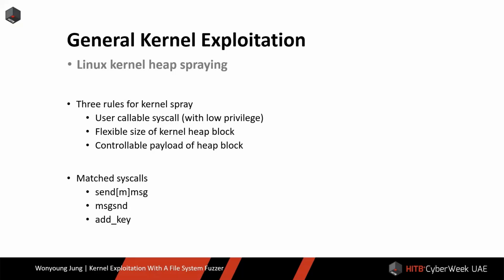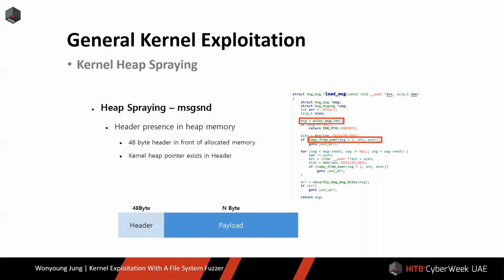And we could find the sprayable syscalls as follows. First syscall is message send. This syscall takes size and value to allocate kernel heap memory from syscall parameters. The heap block contains a header in the first 48 bytes.